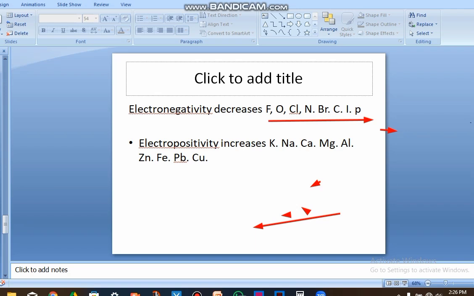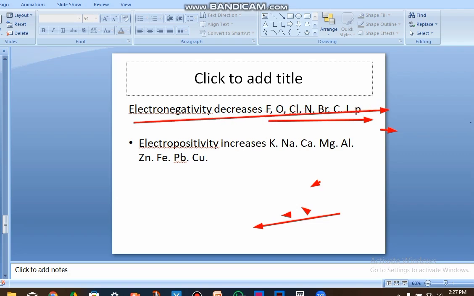So electronegativity decreases, meaning this one is from the highest to the lowest. All these are electronegative elements. Fluorine is more electronegative than oxygen. Oxygen is more electronegative than chlorine. Chlorine is more than nitrogen. Nitrogen is more than bromine. Bromine is more than carbon. Carbon is more than iodine. Iodine is more than phosphorus. So it is decreasing from the top to the bottom.